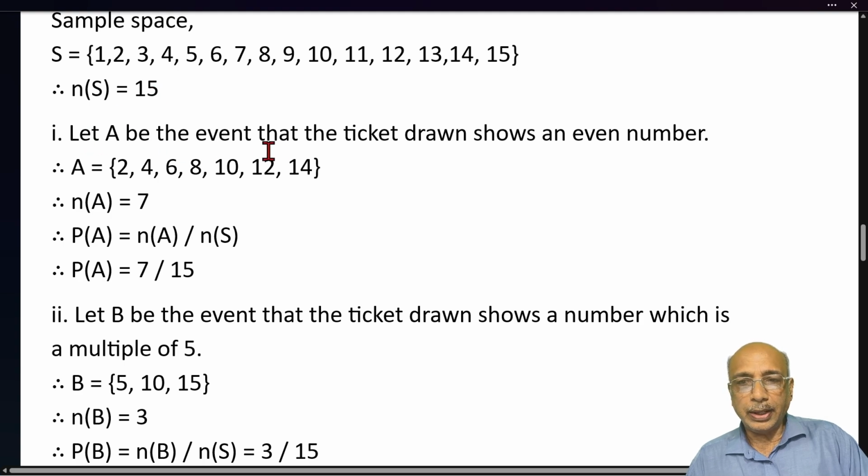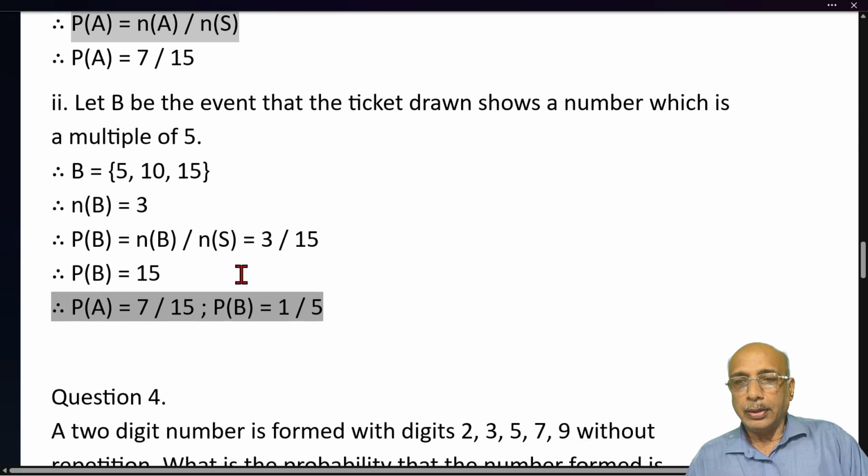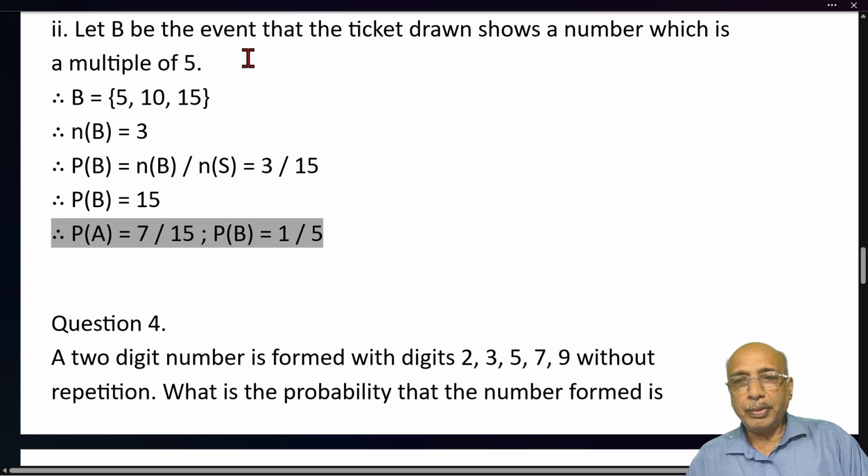Let A be the event that the ticket drawn shows an even number. So what are the even numbers? 2, 4, 6, 8, 10, 12, 14. Therefore, n of A equals 7. So P of A, the probability of getting event A, equals n of A upon n of S. That is, n of A is 7, n of S is 15. So 7 by 15.